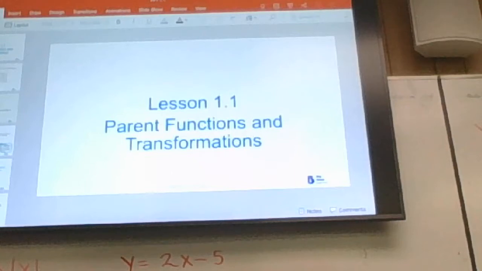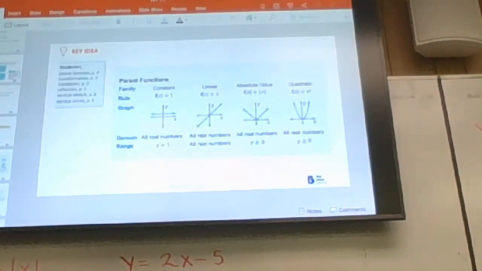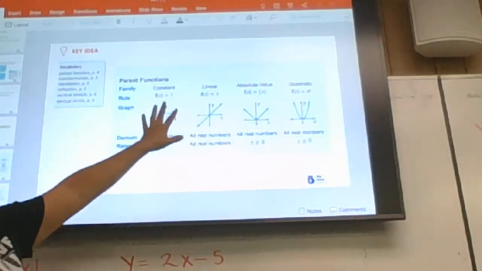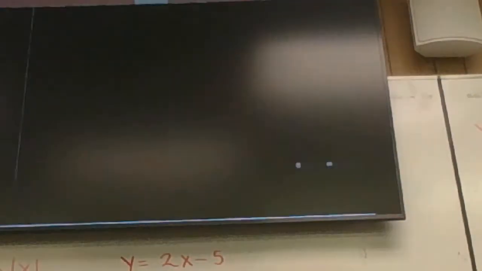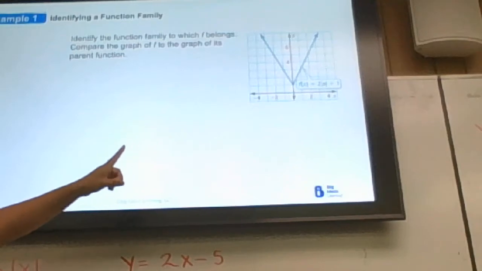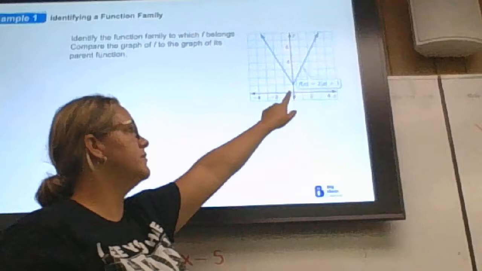So here's the name of the section in your textbook, parent functions and transformations. Here's the definition I made you write down. If you were just taking notes with these slides, this is the information I just had you fill out. This is really basic. I gave you the details for you to keep. And here's our first question. So this is your challenge. Identify the family that this function belongs to. So name it. And then compare this to the parent function.